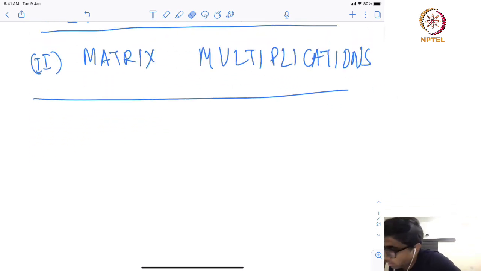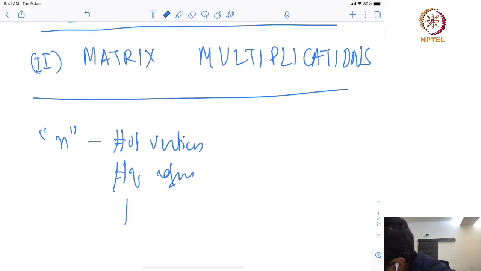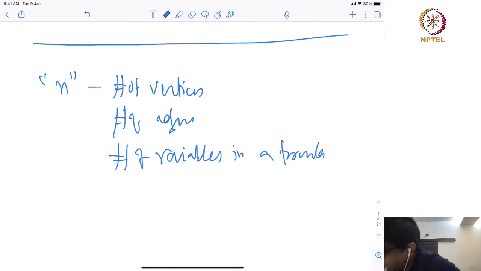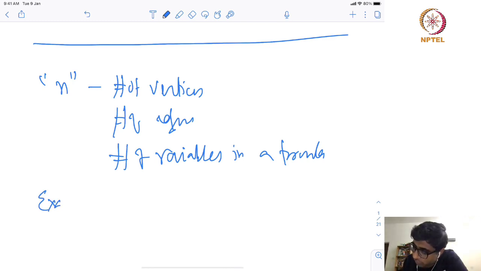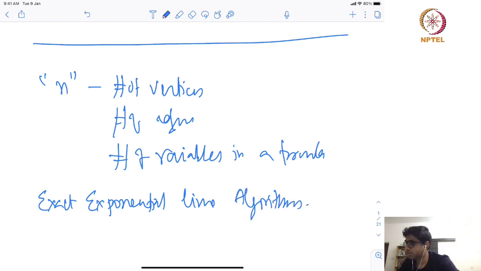Whenever you use this n kind of parameter, like n being the number of vertices or number of edges or number of variables in a formula, then all these things are slightly non-conventional, and this is also termed as exact exponential time algorithms. And these have been around for a long time, from the 70s and onwards.